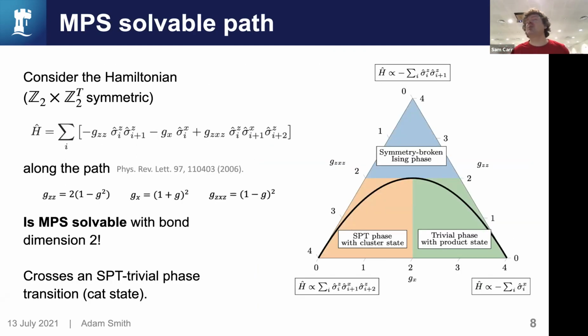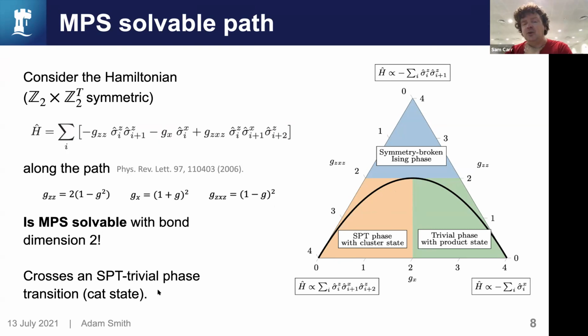Can you explain better what you mean by cat state there? So the cat state here is really like a GHZ state. It's just all spins up plus all spins down. This Hamiltonian is a spin half model, and this cat state is just the state of all spins up plus all spins down.